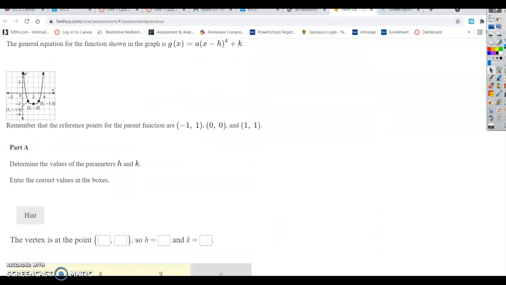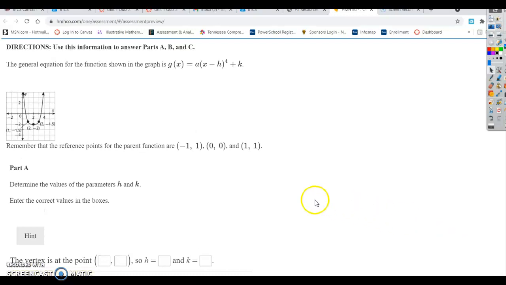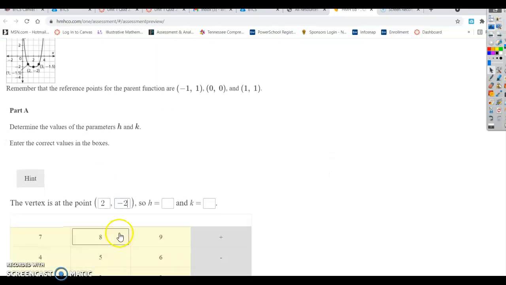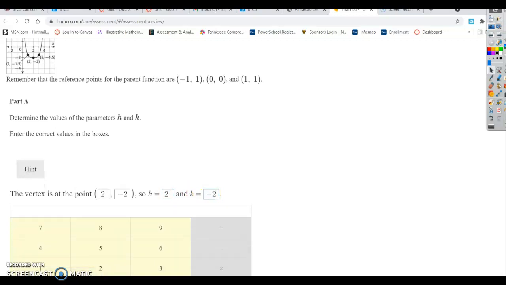All right, let's look at number 2. All right, so it gives you the points from the parent function. -1, 1, 0, 0, and 1, 1 were on the parent function. So we're trying to determine what the parameters of h and k are on the transformation. So on here you can kind of see that this has been shifted over 2 and down 2. And the vertex here is going to be at 2, -2. So h is 2 and k is -2.